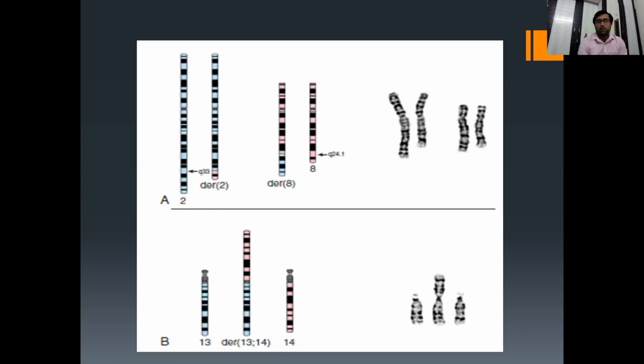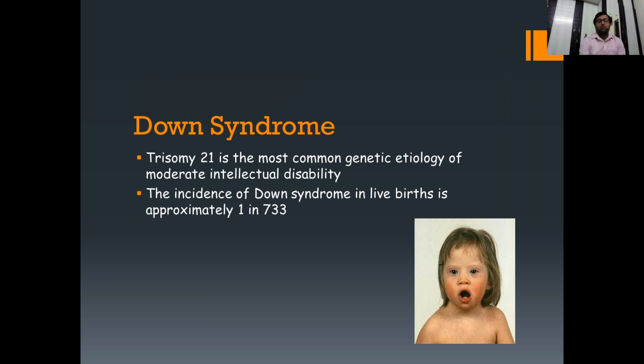Next, what is Down syndrome? Down syndrome is trisomy 21. Here we can find three chromosomes at 21. This is the most common genetic etiology of moderate intellectual disability, and the incidence of Down syndrome in live births is approximately 1 per 733 live births.